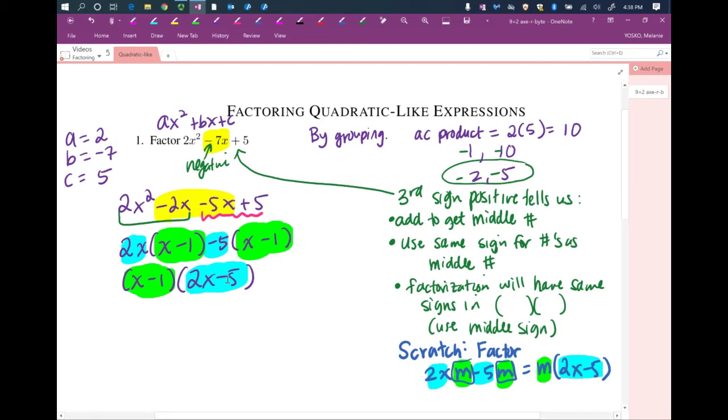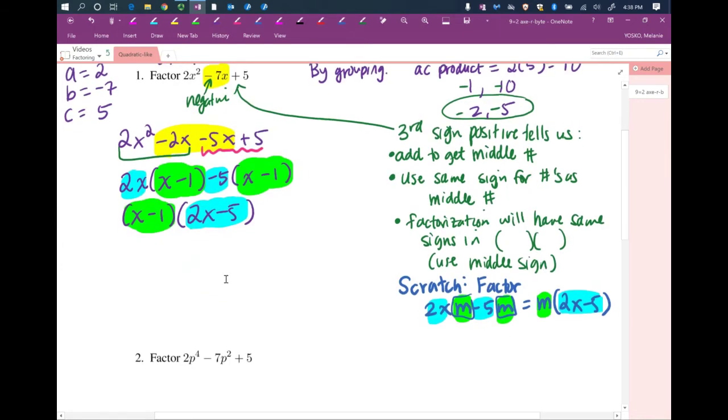Okay, ready? Let's try something else. So we're going to factor 2p to the 4th minus 7p squared plus 5. Now this one's not quadratic. How do you know? Kind of looks quadratic, doesn't it? It's not quadratic because the highest power of our variable is not 2. Notice quadratic was like ax squared plus bx plus c. Powers of x were 2, 1, and 0. But we say this is quadratic-like.